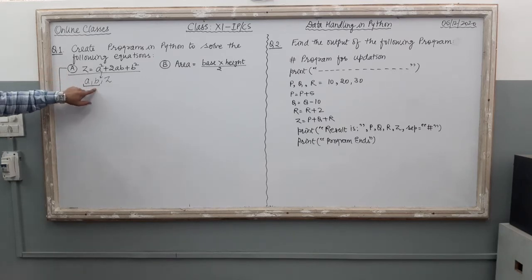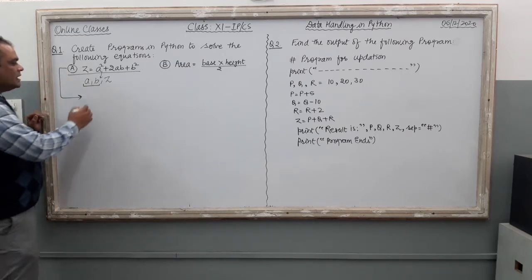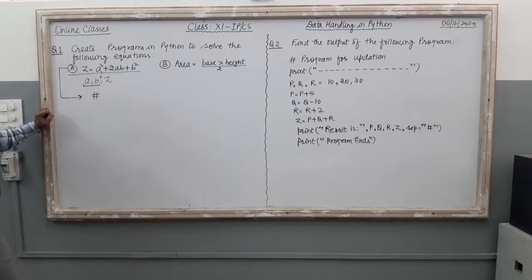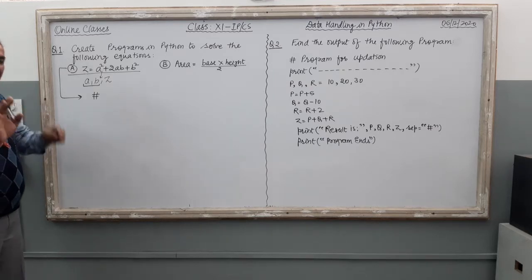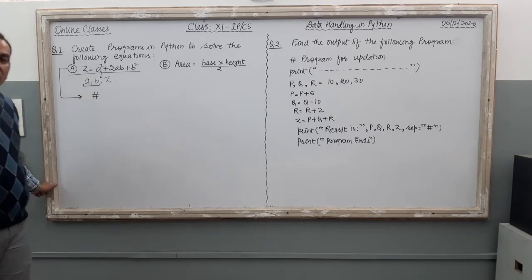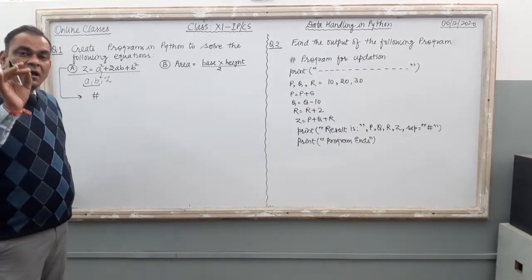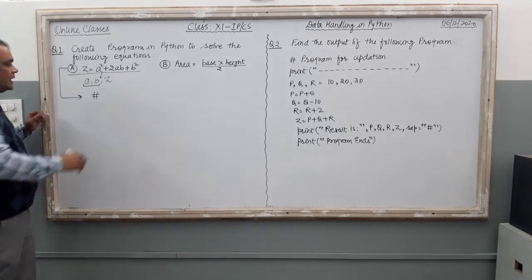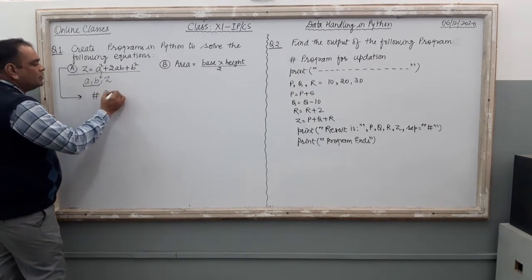Right here, A and B are the input variables. Just see our program's first line. It should be a comment. Right? It is not necessary, optional. Comment writing is an optional process, but it is required for a good programmer, for a good software developer. He or she should write a comment before the program. So comment is hash. कोई भी comment देगा.